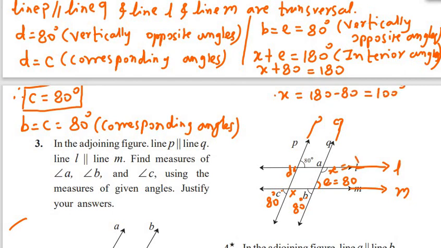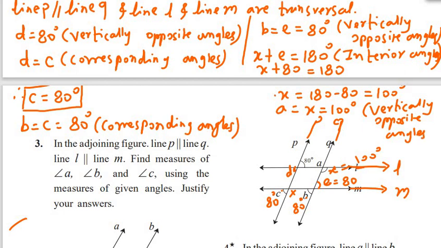Now tell me, if X is 100, then A will also be how much? 100, because they are vertically opposite angles. And therefore I write here A is equals to X is equals to 100 degree because vertically opposite angles. That means your last answer is, value of A is 100 degree, value of B is 80 degree, value of C is also 80 degree. That means A 100, B 80, and C is also 80 degree.